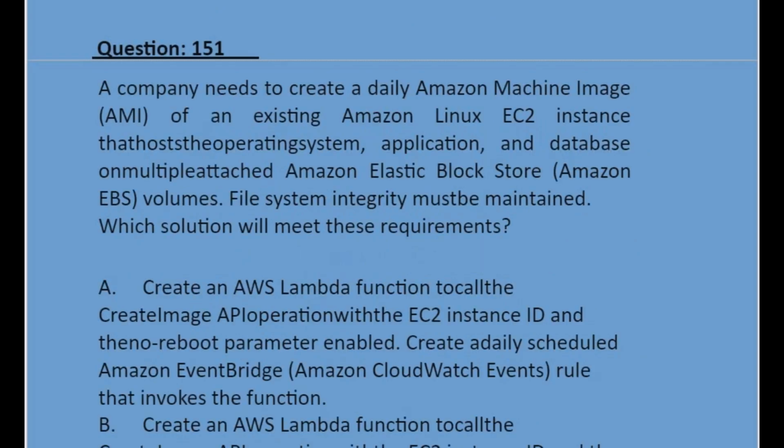Question is, a company needs to create a daily Amazon Machine Image (AMI) for an existing Amazon Linux EC2 instance that hosts the operating system, application, and database on multiple attached Amazon Elastic Block Store (Amazon EBS) volumes. File system integrity must be maintained. Which solution will meet these requirements?